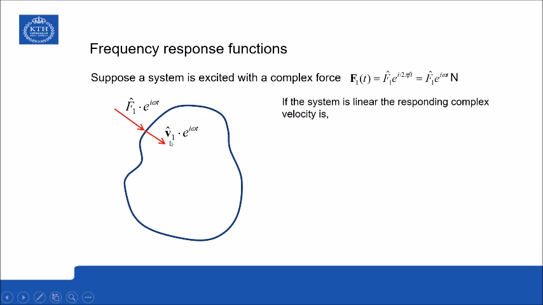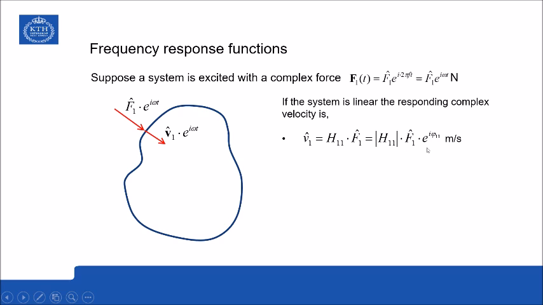So if the system now is linear, then we know that the responding complex velocity, vibration velocity, can be written as the product of the exciting force with the frequency response function connecting the excitation in point 1 with the response in point 1. So index 1, 1 denotes this connection with excitation 1 and response 1.